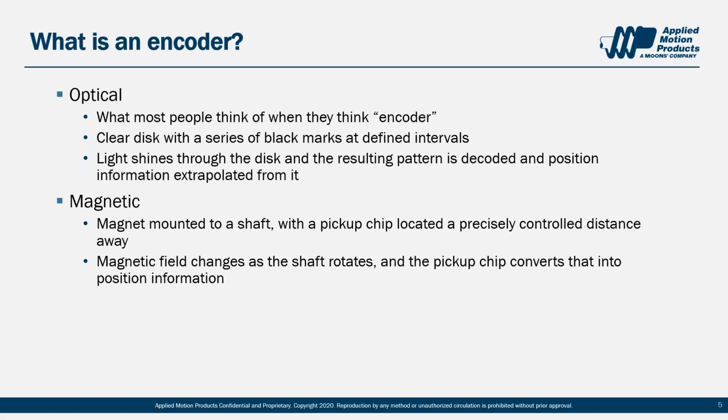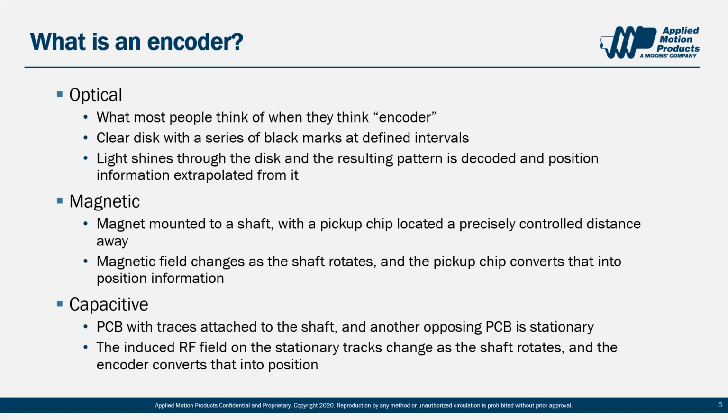There's magnetic encoders. This is a magnet mounted to a shaft with a pickup chip located a precisely controlled distance away. The magnetic field changes as the shaft rotates, and the pickup chip converts that into position information. And finally, capacitive. This is a PCB with traces attached to the shaft and another opposing PCB, which is stationary. The induced RF field on the stationary track changes as the shaft rotates, and the encoder converts that into position.